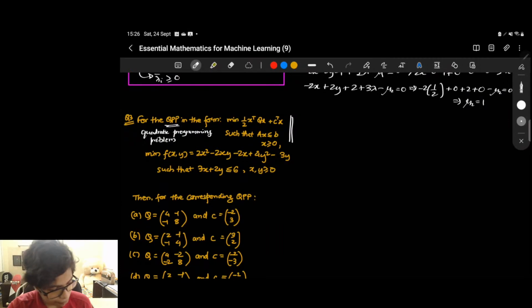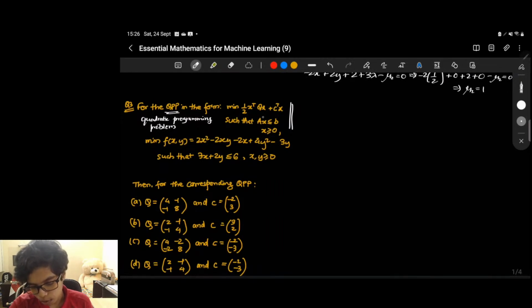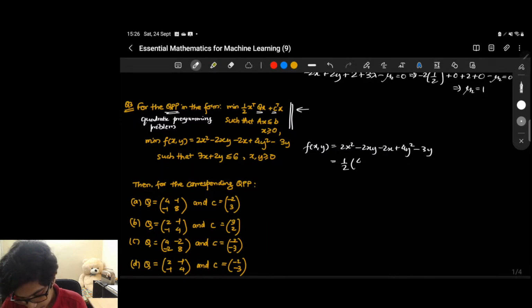So let us see what the question is. The question is asking you to find out this Q and this C. So it is very simple. So we have f(x,y) as follows. So this is my function, and we can rearrange it as follows. Since we need to convert things into this kind of a form, we need half over here.